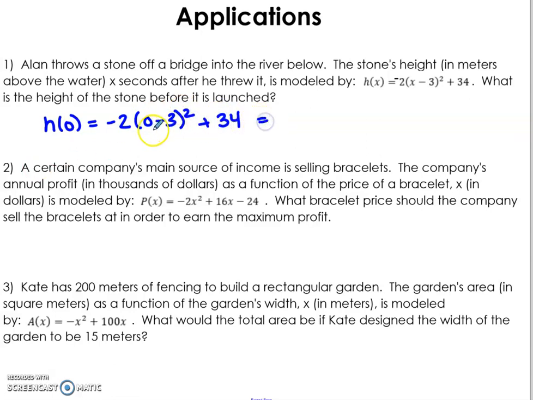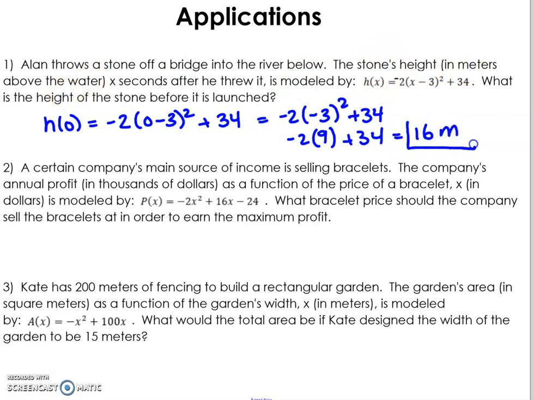And if we do this, we're going to get negative 2 times negative 3 squared plus 34. Negative 3 squared is going to give us 9. 9 times negative 2 will give us negative 18 plus 34 is 16. Because this is a word problem, we want to make sure that we label it with the proper units. So this is the height, and the height is meters, so 16 meters.